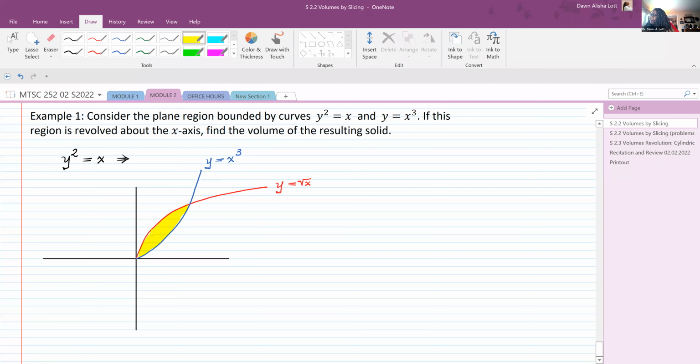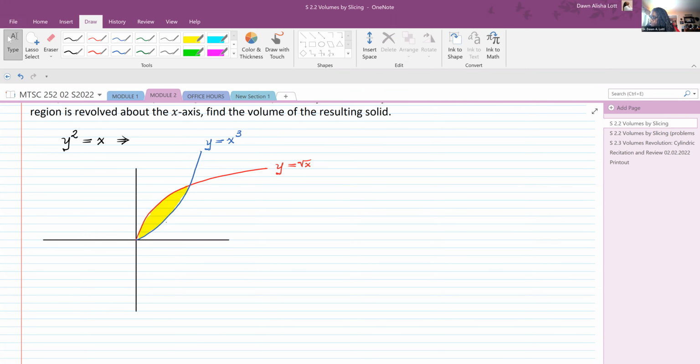All right. And it's revolved around the x-axis. Okay. So when I revolve it around the x-axis, I choose a value of x. There it is. And then I see what my blue curve is going to revolve around. So my blue curve will do something like this, and my red curve will do something like this. Okay. So when I revolve it, that's what I get.